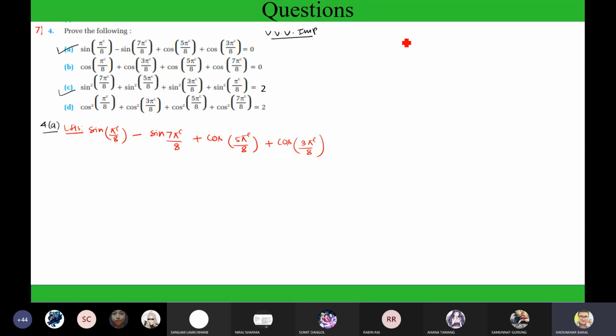So a few things come in here. One thing, the ratio. What is the ratio? And second thing, the angle. So we have to subtract all these terms.